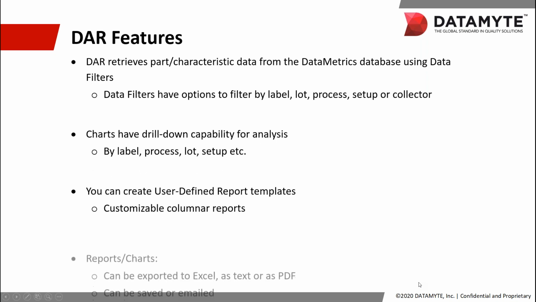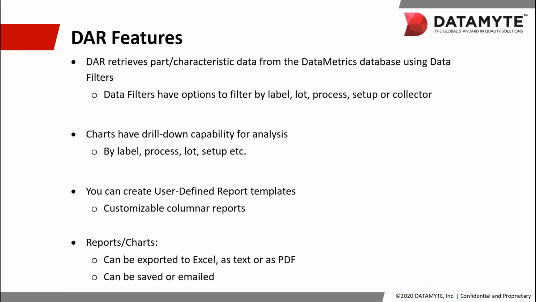DAR allows you to retrieve characteristic data from the DataMetrics database using data filters. Data filters have options to filter by label, lot, process, setup, or collector. Charts have drill-down capability for analysis, again, by label, process, lot, setup, etc. You can create your own user-defined report template with customizable columnar reports, which can be exported to Excel, as CSV, or as PDF. And reports or charts can be saved or emailed.